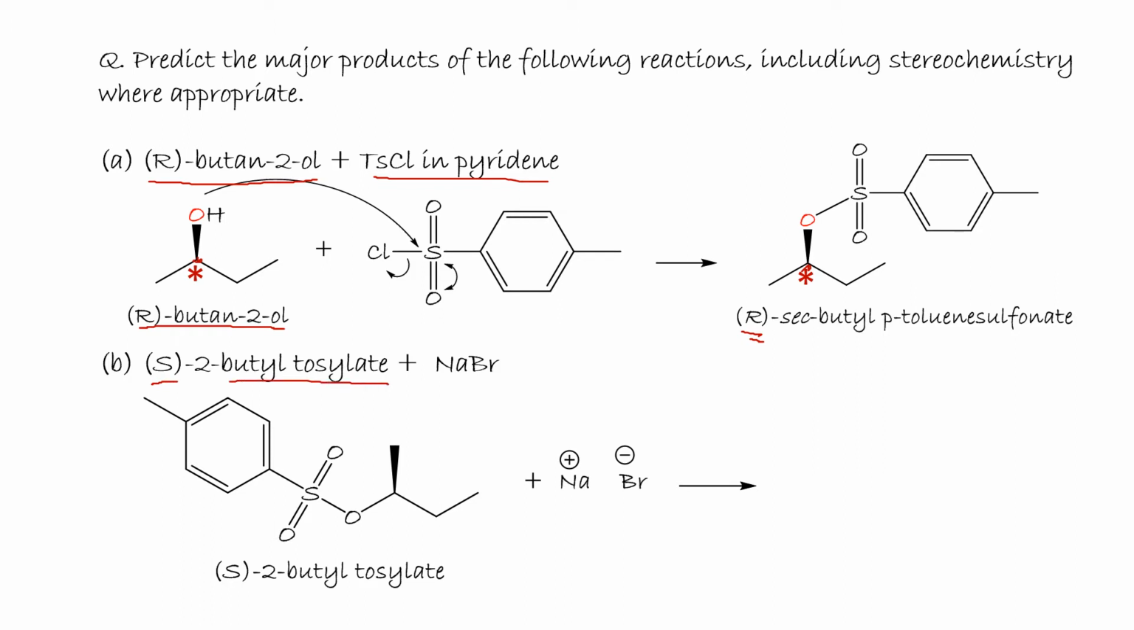S-2-butyl tosylate with sodium bromide. Here, this chiral center will be attacked by Br as a nucleophile, breaking the bond. This is an SN2 mechanism where inversion will occur, and starting with S will lead to the formation of R-2-bromobutane.